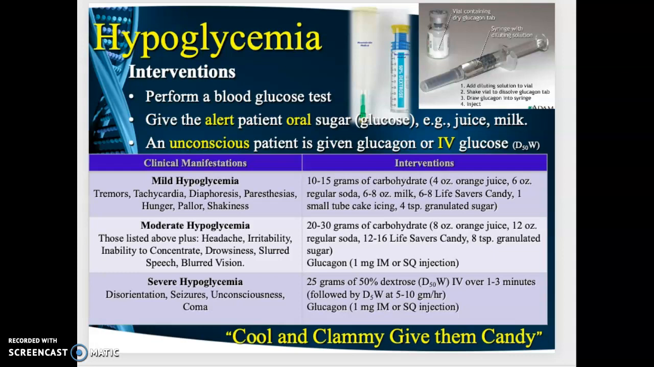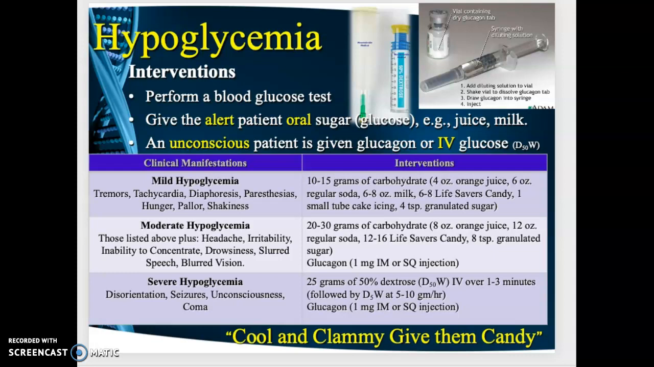And examples of that would be 8 ounces of orange juice, or 12 ounces of soda, or 12 to 16 lifesavers, or 8 teaspoons of granulated sugar. Or you could give them a glucagon injection. This can be given either IM or sub-Q. And if you look up in the upper right-hand corner, a lot of diabetics will have a little syringe of glucagon that they can give themselves. And it's usually given IM or sub-Q.